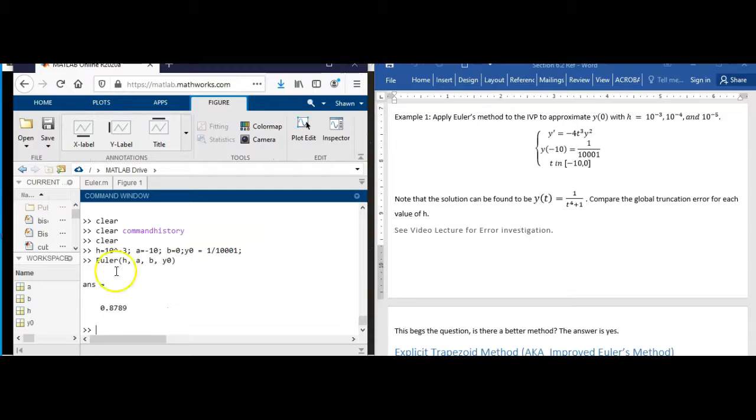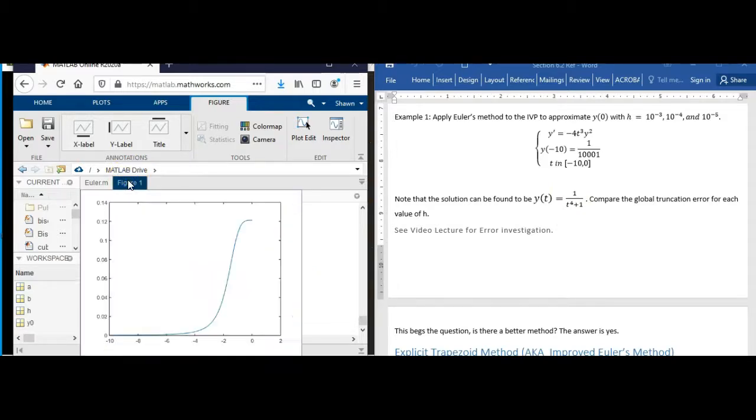Okay. So I've also plotted this, so you can see here my answer is the global truncation error. So here is the error at the very last step, approximating y of 0. So you can see when h is 10 to the negative 3, that's pretty low. The error is very, very large. Recall that the exact solution is 1 over t to the 4th plus 1. So when t is 0, the solution is 1. So here we have an error of 0.8789. That's a humongous error for such a small h.